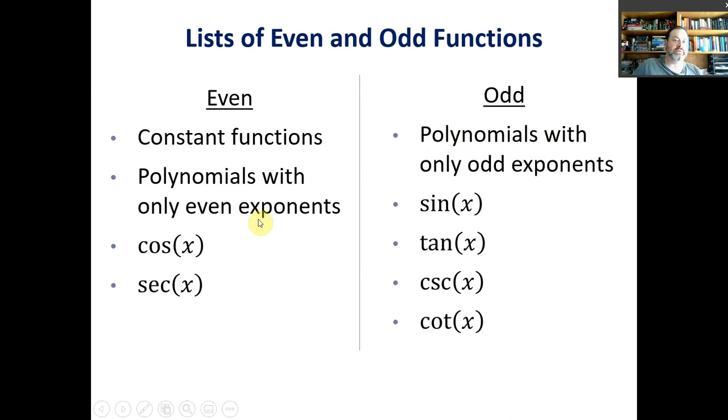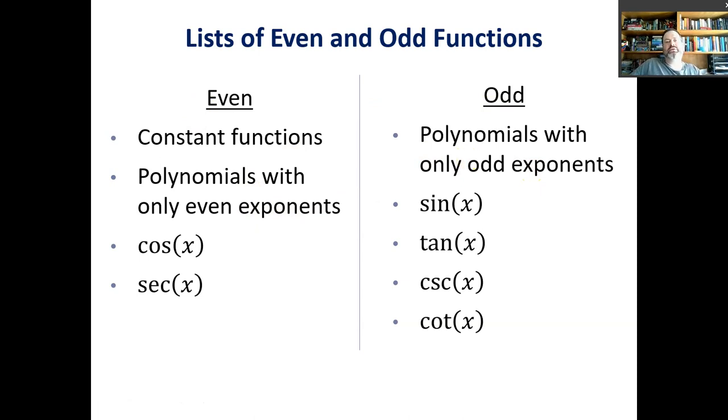So if you have a polynomial with only even exponents and you take a derivative, what happens to the exponents? They turn odd, right? And if you have a polynomial with odd exponents and you take a derivative, they become even. So this is actually why these things are named even and odd, is because of the polynomials.